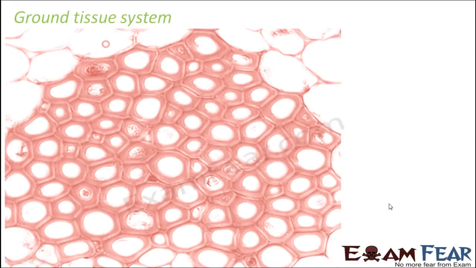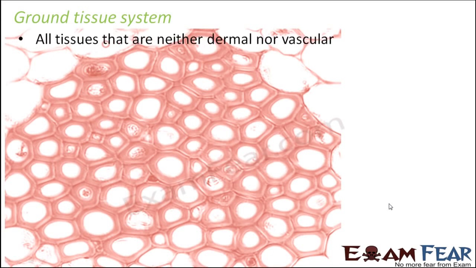Now we will talk about the next tissue system, that is the ground tissue system. As I said, all the tissues except the epidermal tissues and the vascular tissues fall under this category. So what tissues are left over? All tissues that are neither dermal nor vascular. What is left over? Nothing but the simple permanent tissues, that is parenchyma, collenchyma, sclerenchyma. All these tissues are a part of the ground tissue system.